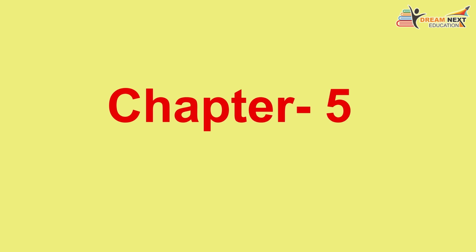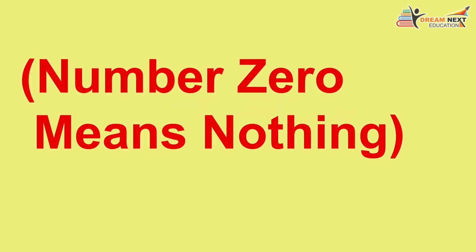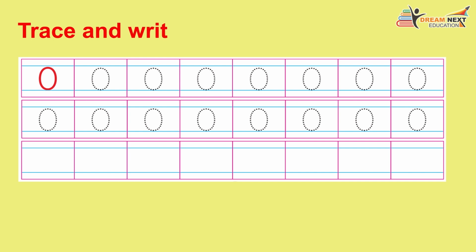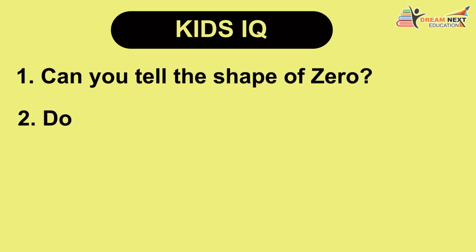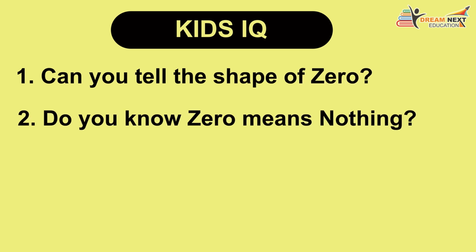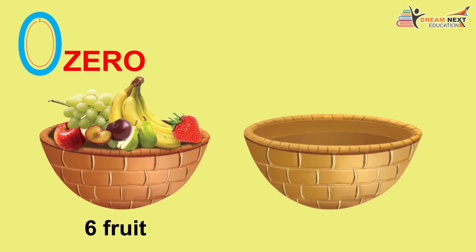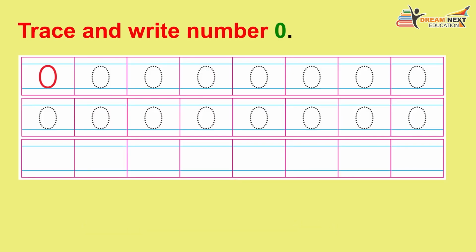Chapter 5. Number 0 means nothing. Trace and write number 0. Kids IQ 1. Can you tell the shape of 0? 2. Do you know 0 means nothing? 0. 6 fruits. 0 fruit. Trace and write the number 0.